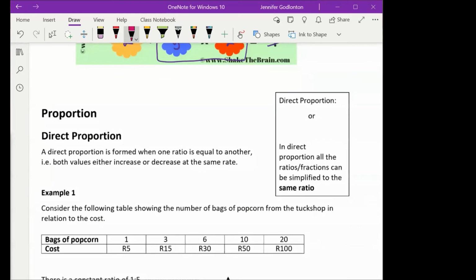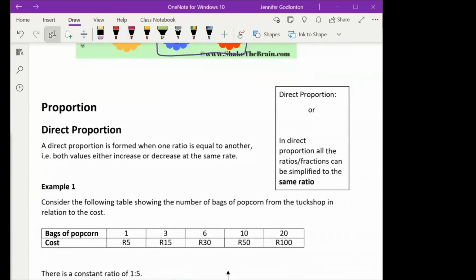Direct proportion is basically the same way that we've been dealing with ratio. So all the things that you've been dealing with ratio up until this point is direct proportion. And when we're working with direct proportion, both things are going up or both are going down.